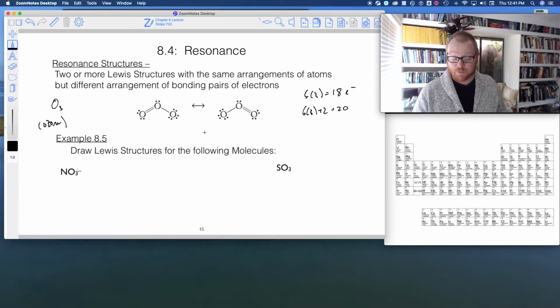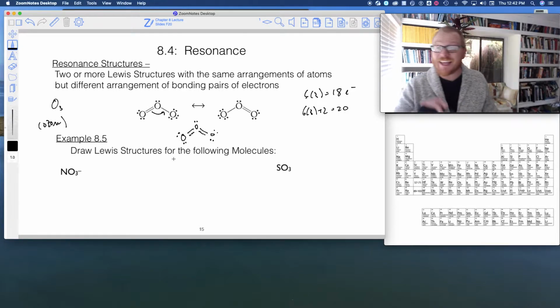Well, the resonance comes in that this double bond can actually switch. And the way that this molecule actually exists in nature, those bonds are being shared. I'm going to draw a dotted line, and dotted line.